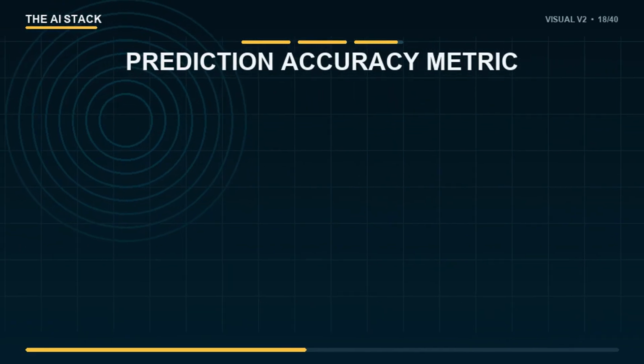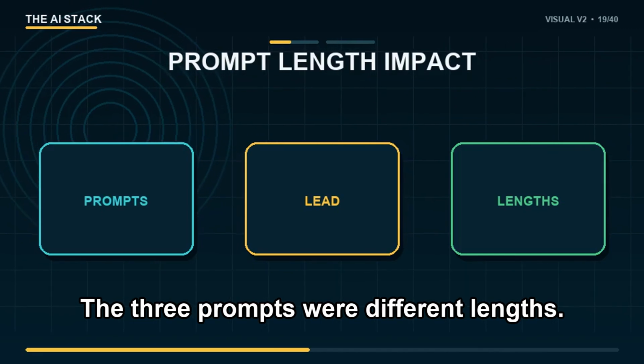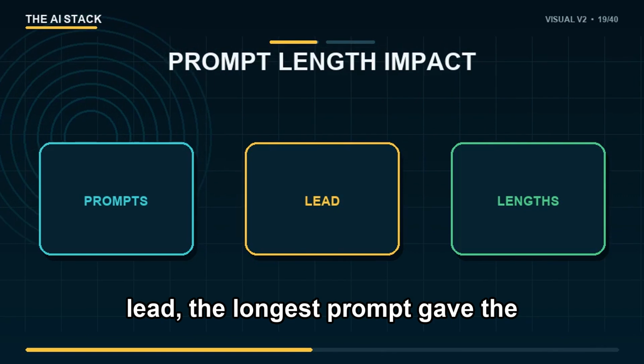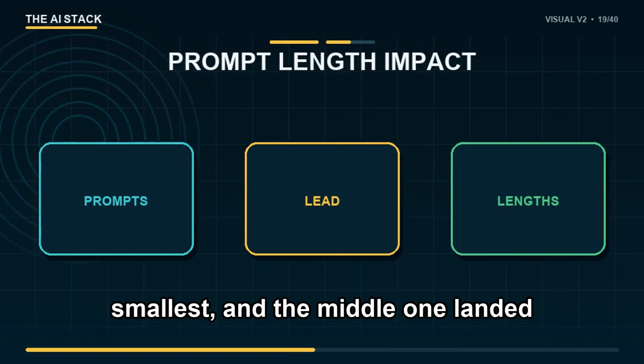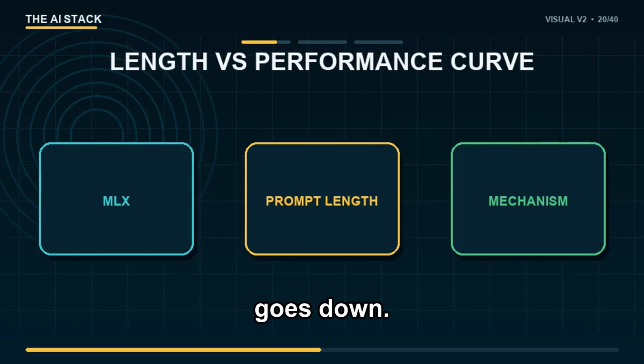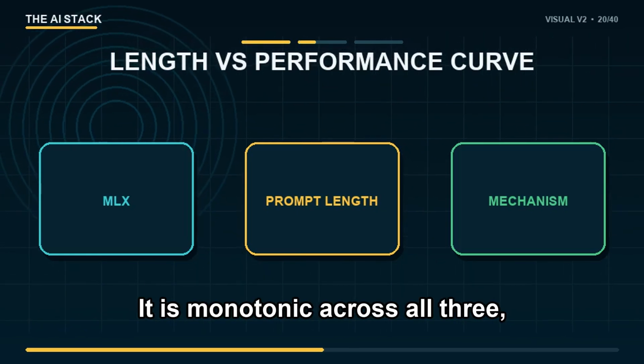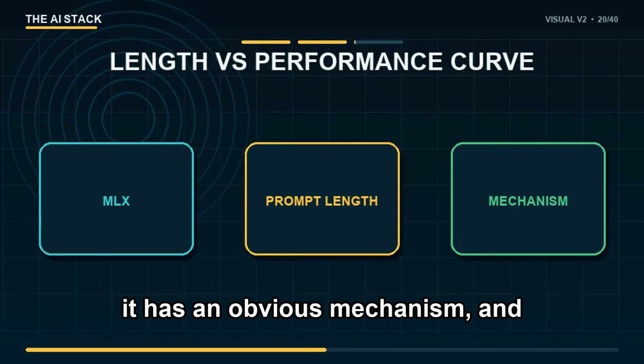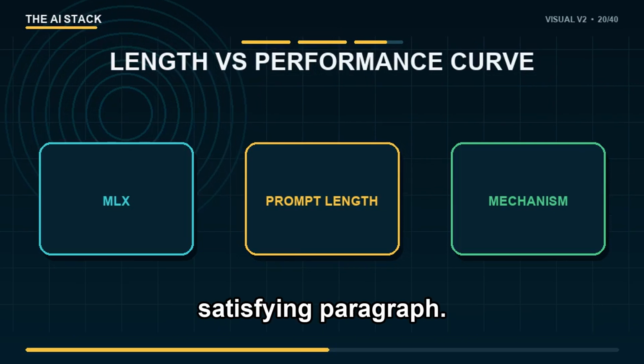The 3 prompts were different lengths. The shortest prompt gave the biggest lead, the longest prompt gave the smallest, and the middle one landed in the middle. Prompt length goes up, MLX advantage goes down. It is monotonic across all 3. It has an obvious mechanism, and it would have made a very satisfying paragraph.